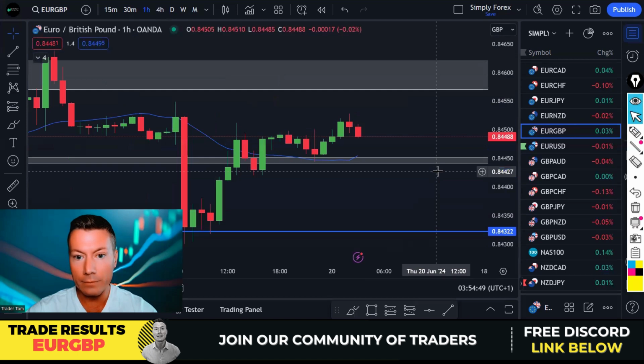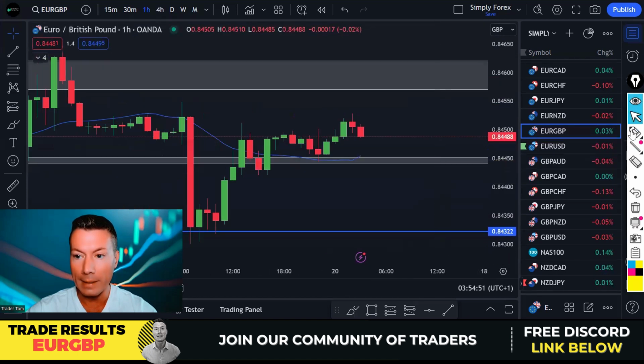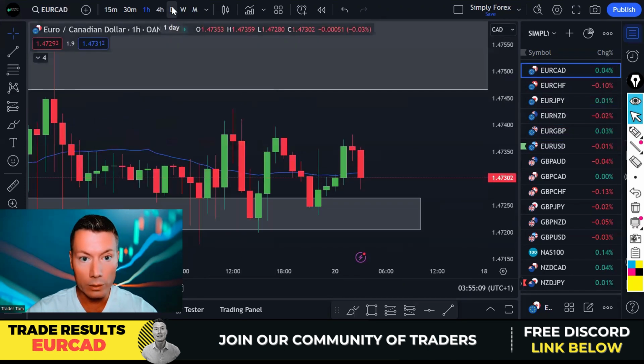For me to potentially get back into this trade, I want to see a break of this level. We see price come down, break this level, and then we'll see what the next couple of hours of candles do. So that's Euro pound. Sorry, so there's all the Euro pairs. No, Euro Canadian dollar as well. We're also looking at that.